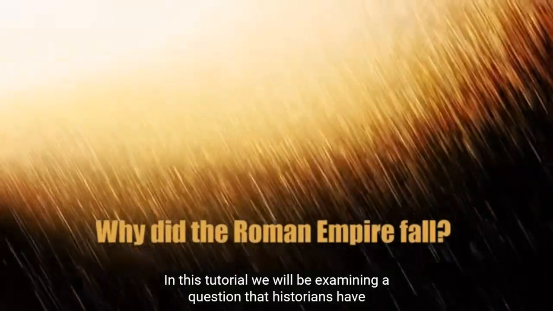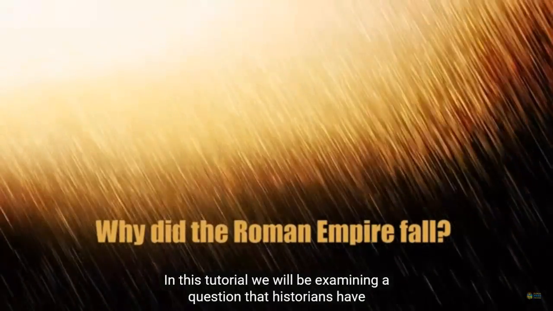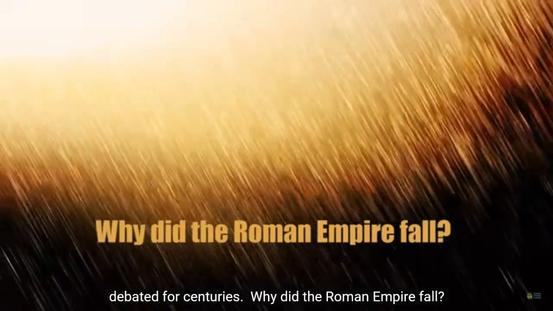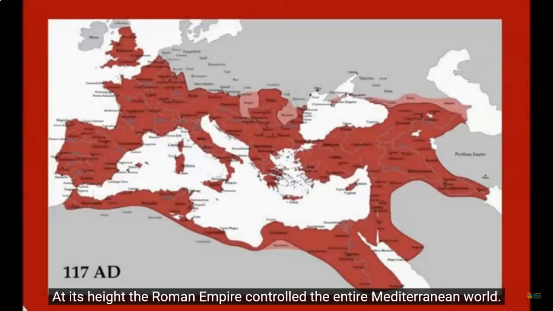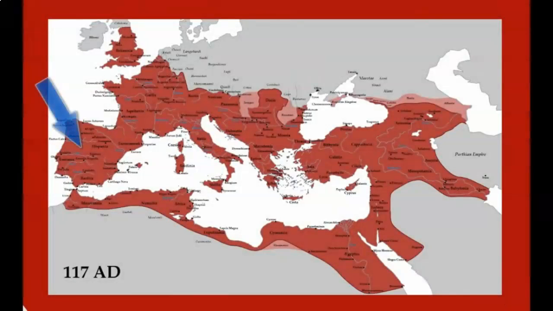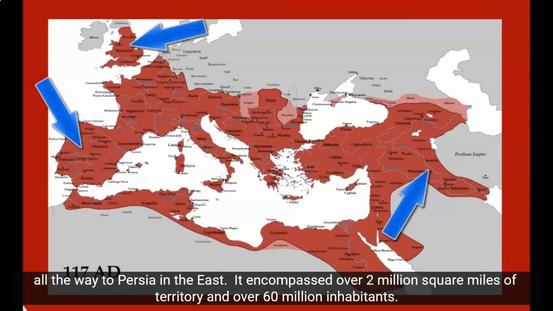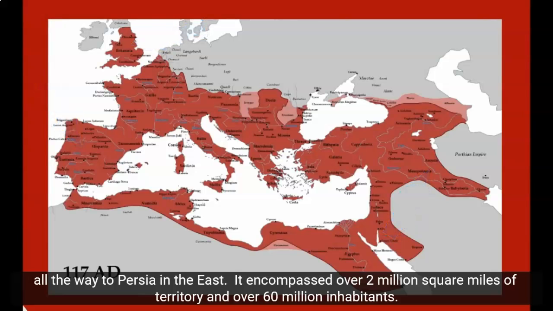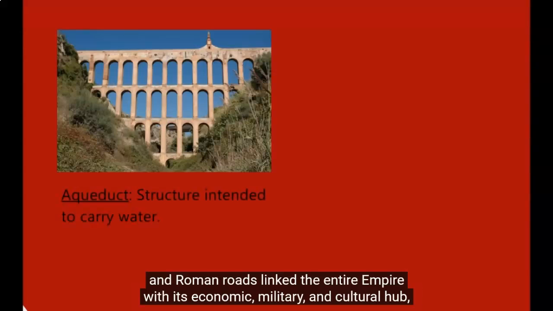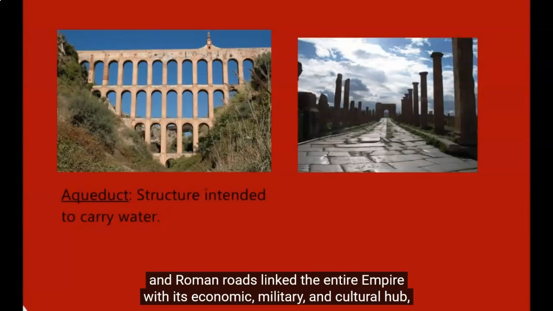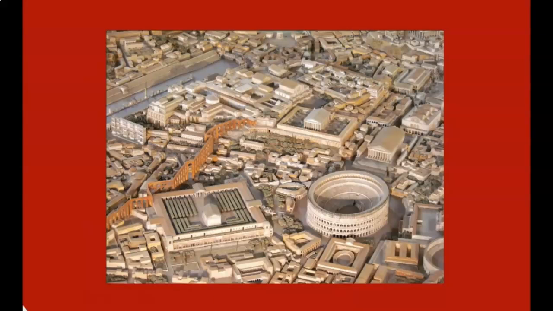In this tutorial, we will be examining a question that historians have debated for centuries. Why did the Roman Empire fall? At its height, the Roman Empire controlled the entire Mediterranean world, from Spain in the west to Britain in the north, all the way to Persia in the east. It encompassed over 2 million square miles of territory and over 60 million inhabitants. Roman technology had spread all over Europe, and Roman roads linked the entire empire with its economic, military, and cultural hub, the city of Rome itself.